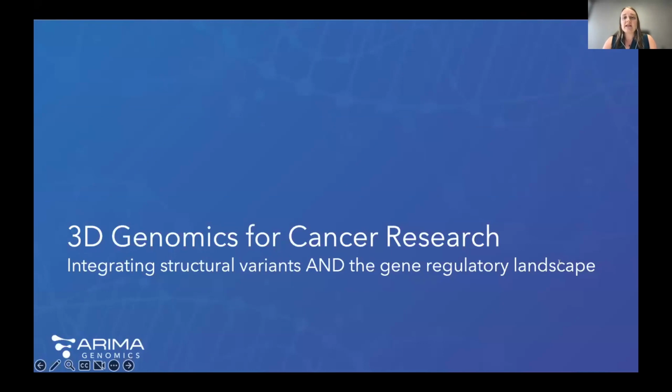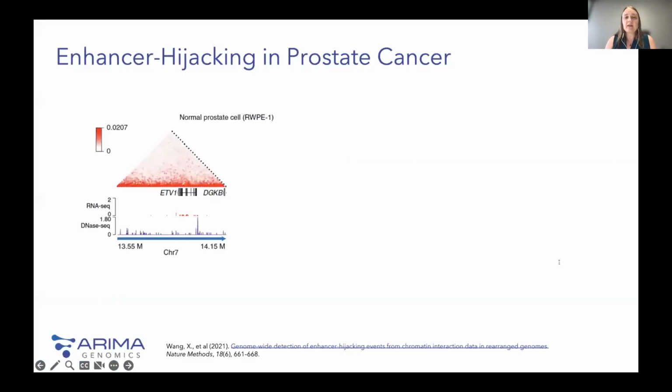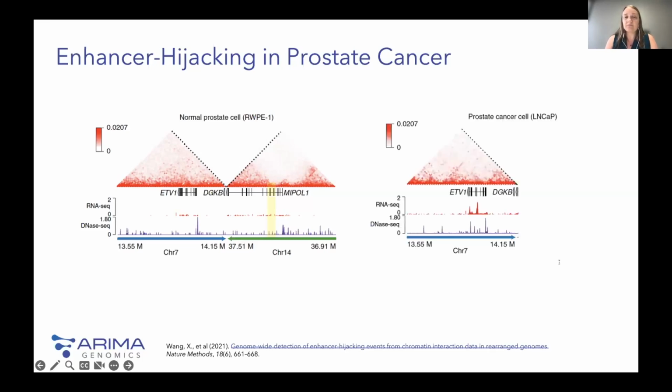Now, in the last section today, I'd like to show one example of how we can integrate these structural variant analyses with the gene regulatory analyses using 3D genomics data. Now, here I'm showing the interaction landscape around a gene ETV1 on chromosome 7 in a normal prostate cell. And next to it is the interaction landscape on chromosome 14 in the neighborhood of another gene, MyPol1. And in the normal cells, these genes have very little interaction between them since they are on two separate chromosomes.